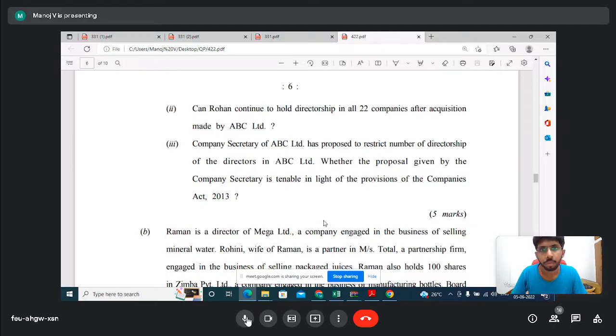For Articles of Association amendment, always remember, any alteration or amendment in the AOA requires a special resolution. 75% or more, you need to get consent from the shareholders. Okay, any doubts here? All three questions will be yes.